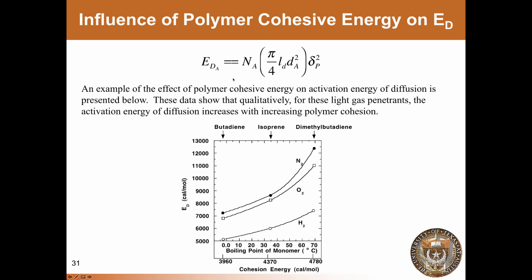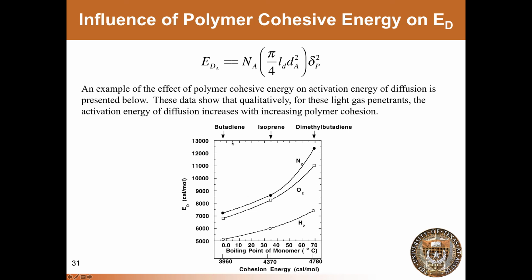Another feature of this model is that it predicts that the activation energy would go up as the cohesive energy density of the polymer went up. And an example of that qualitatively is shown here for a series of rubbers that are made from polymerizing these monomers. And the cohesive energy density of these monomers goes up in this order.